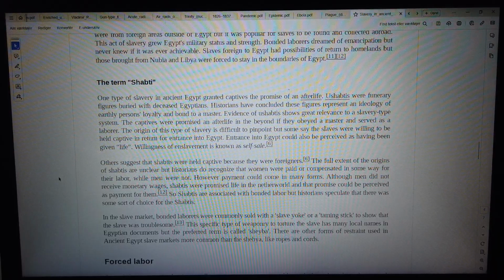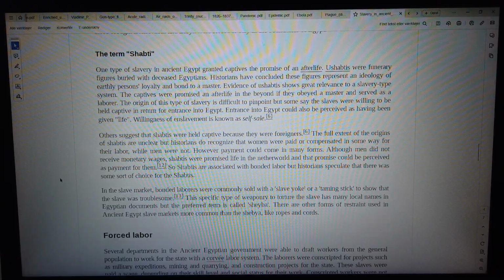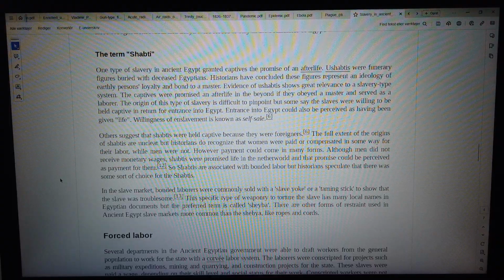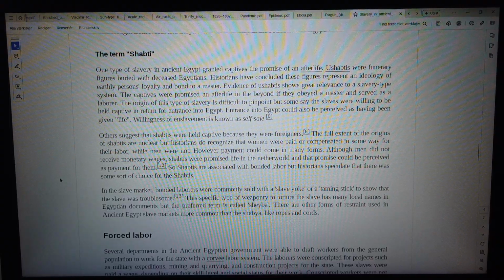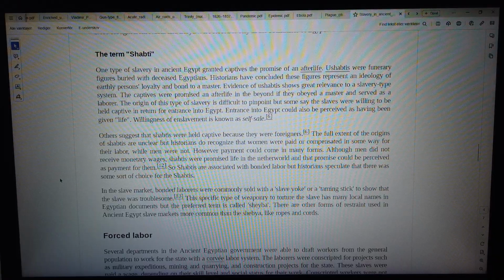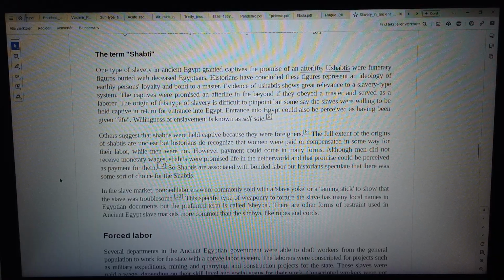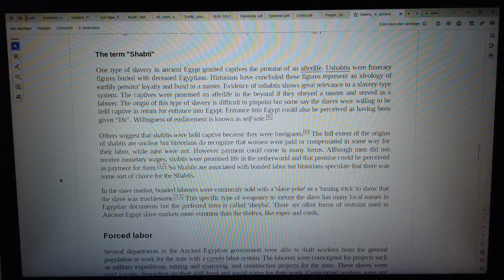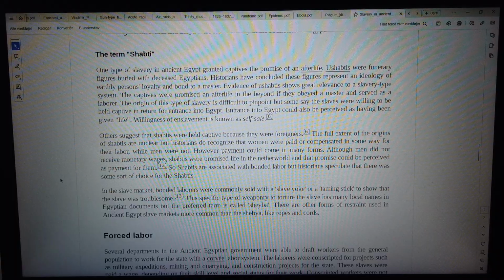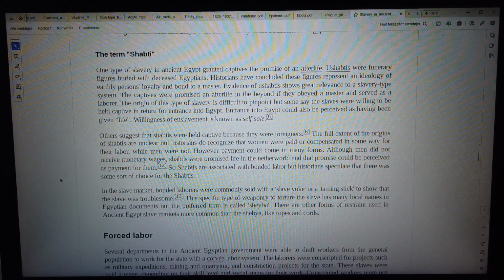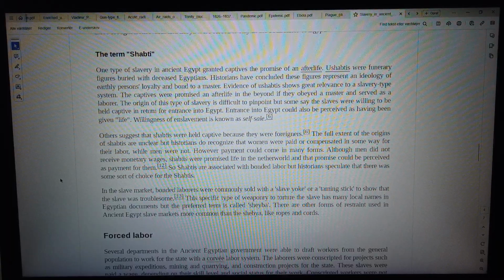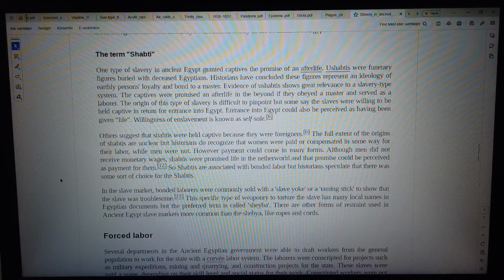The term Shabti. One type of slavery in ancient Egypt granted captives the promise of an afterlife. Shabti were funerary figures buried with deceased Egyptians. Historians have concluded these figures represent an ideology of the person's loyalty and bond to a master. Evidence of Shabti shows great relevance to a slavery-type system. The captives were promised an afterlife in the beyond if they obeyed a master and served as laborers.